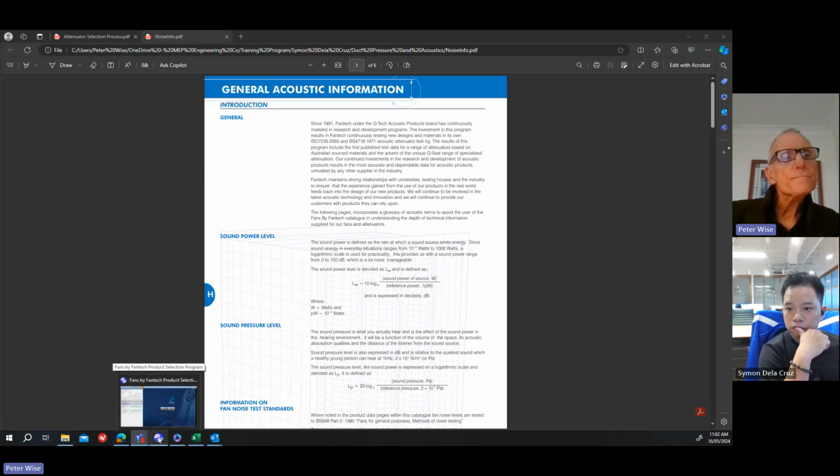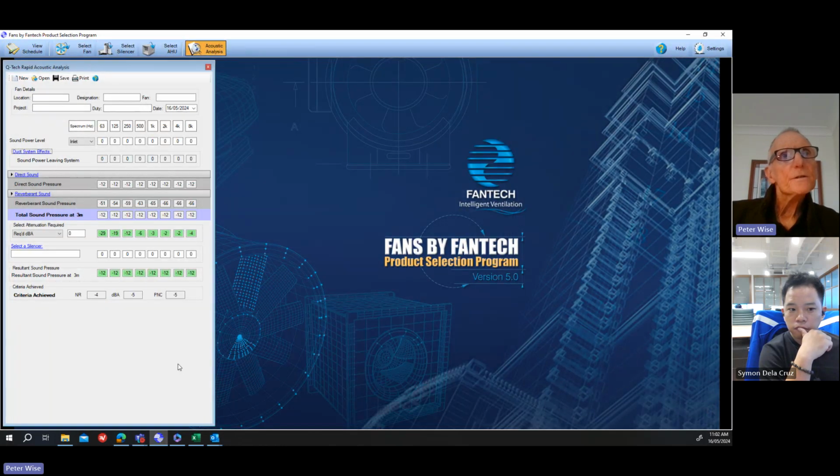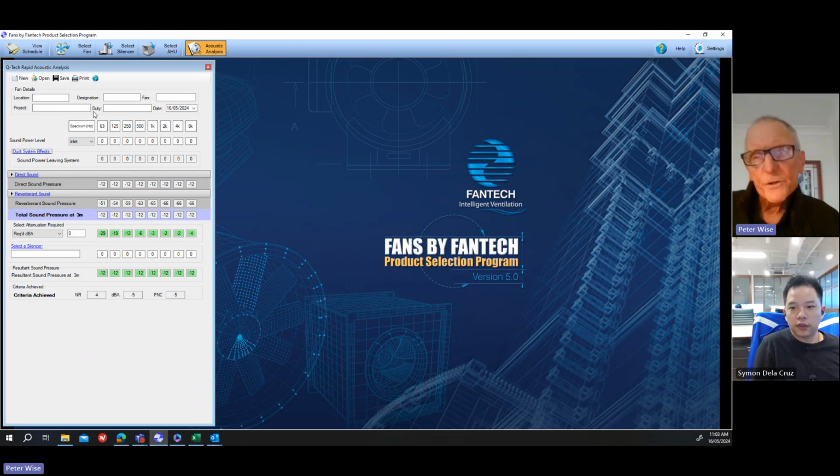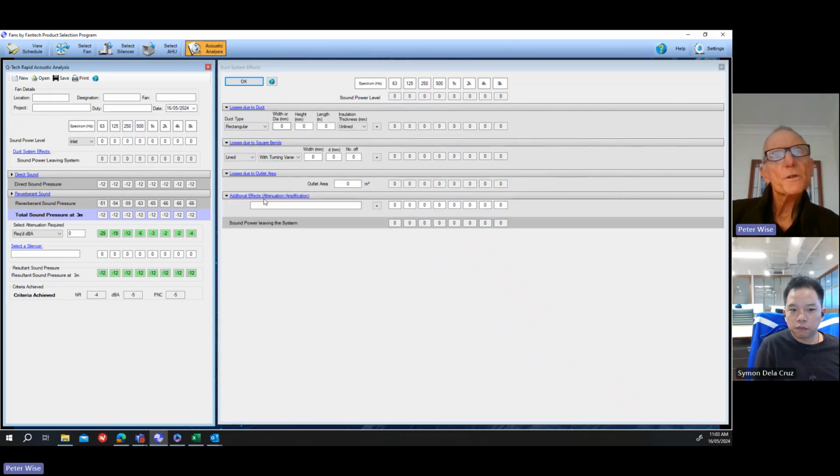Now, if you're doing acoustic calculations, this is the product selection program from Fantech. You've got access to this as well in the file. So if you have to do any acoustic calculations, and sooner or later you will, this is quite useful. So you can put in here the sound power level of the fan. When you've done a fan selection, you'll get the sound power level, so put that in. Duct system effects brings up this screen where you can put in the length of duct, any square bends, whether they're lined or not. So you've got all these options.